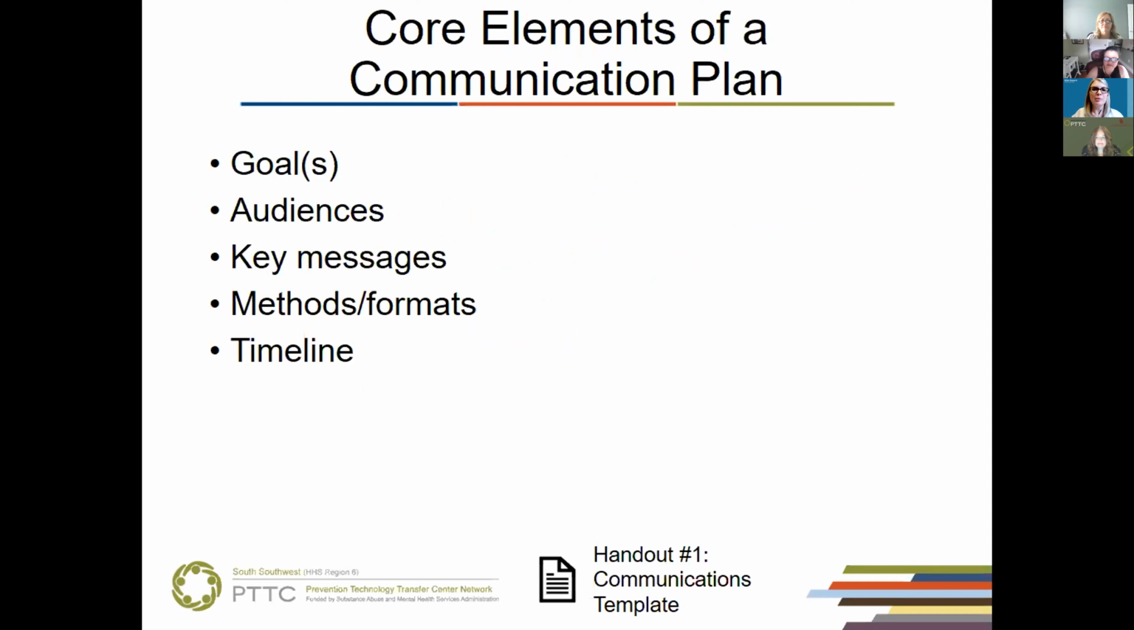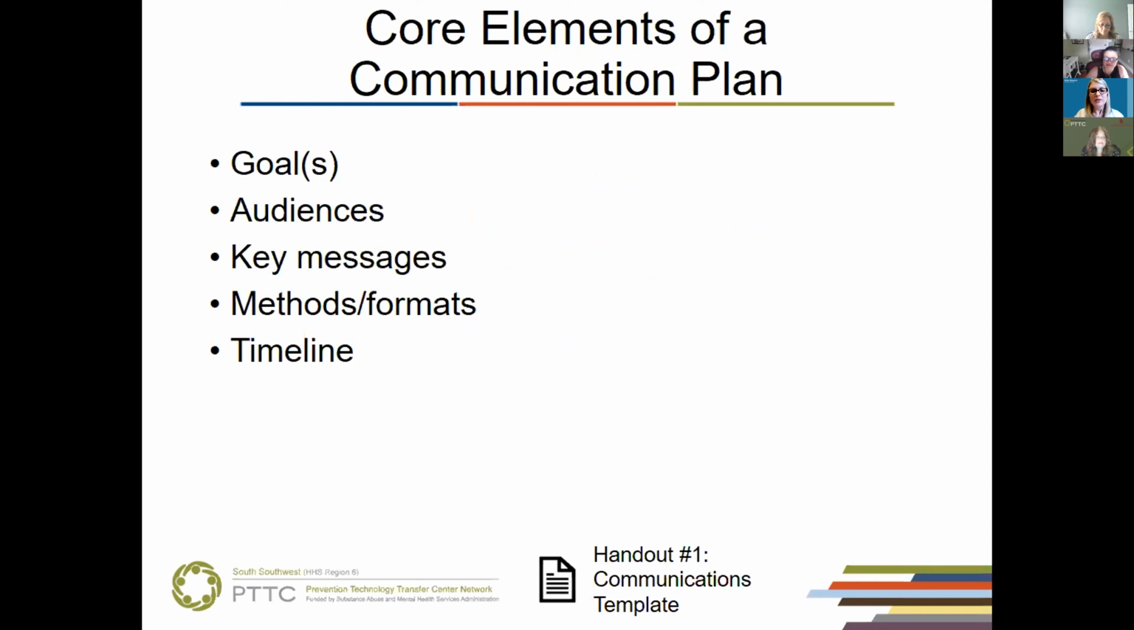So as we talk about a communication plan, there are a few core elements that we really want to ground you in. So the first is framing up your goals. What do you hope to achieve? For instance, are you hoping to raise awareness or build support? We also want you to consider your audiences. Who will be the recipient of the information? Who will deliver the messages?